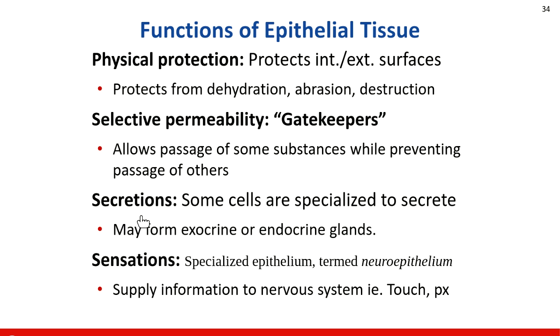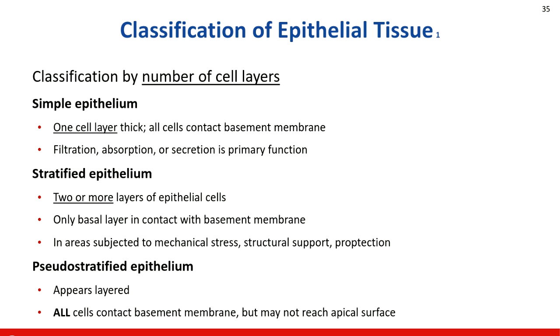And then finally here we see sensations. We've got that neuroepithelium, which is a special type of epithelium that will supply sensory information to the nervous system, usually touch and pain, especially light touch, vibration. Pain is a very, very important sensation that needs to be provided to the nervous system because it helps us to actually protect ourselves from certain types of deadly stimuli, for example.